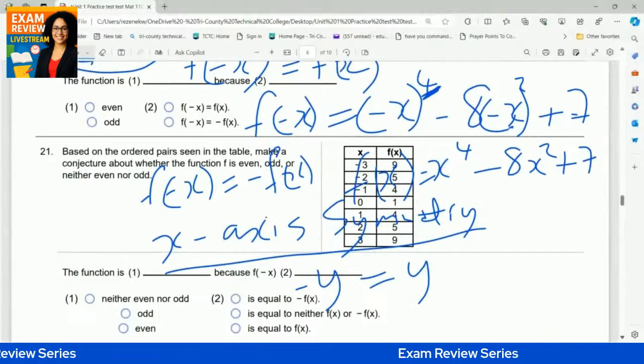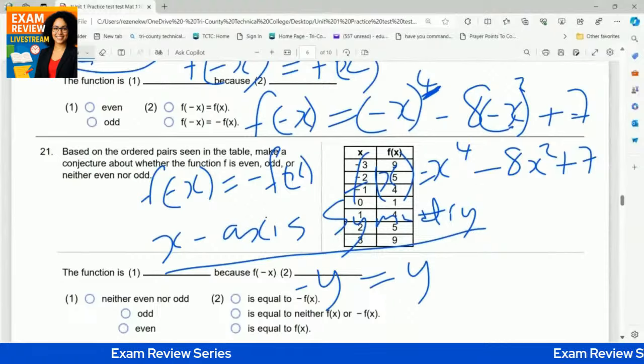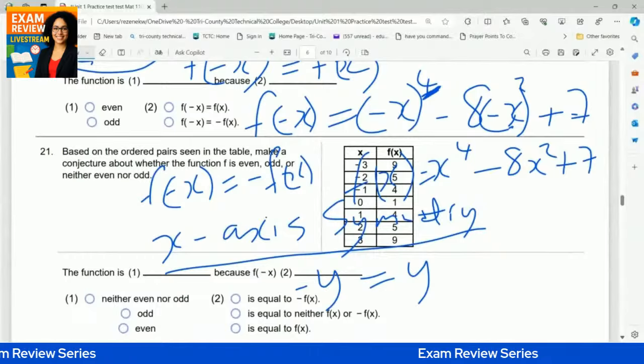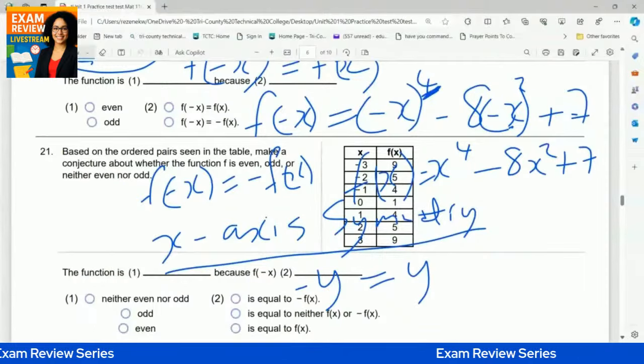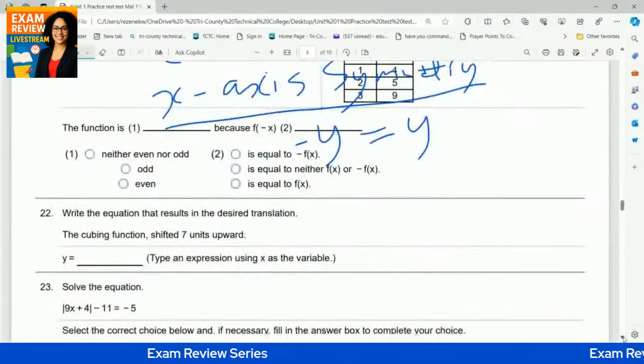If you're looking for origin symmetry, change the sign of x. If it gives you the opposite, then it has origin symmetry, and it's an odd function. When you're looking for y-axis symmetry, change the value of x to negative. If it gives you the original function, it has y-axis symmetry. Therefore, it's an even function. I said a whole lot there, but I want you to read it up and see that it's not as bad as people think it is.